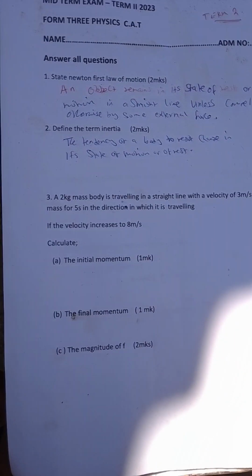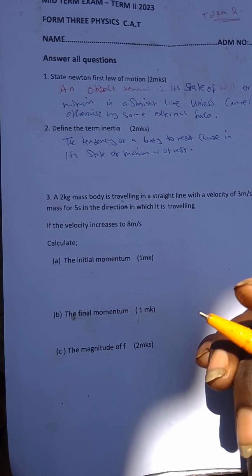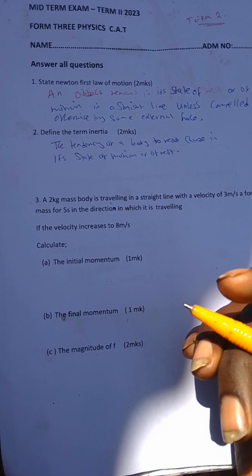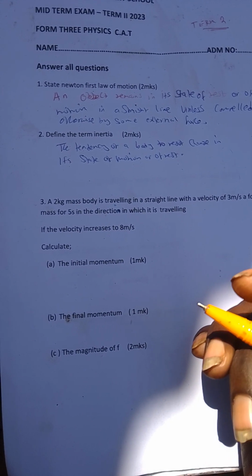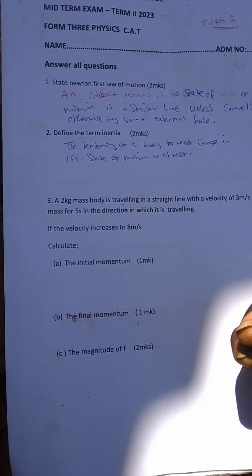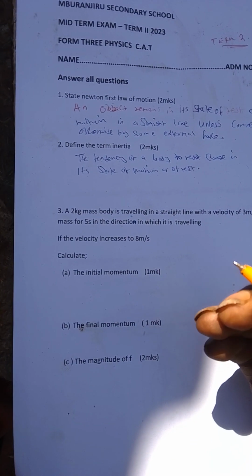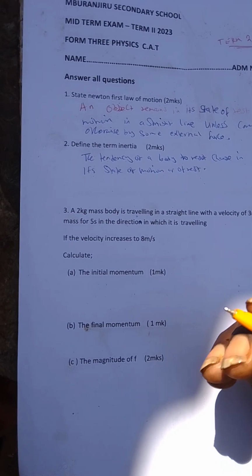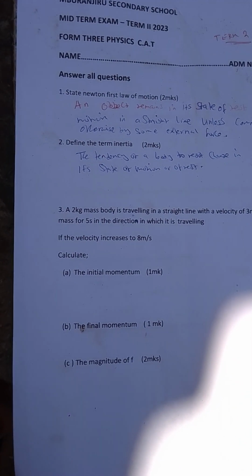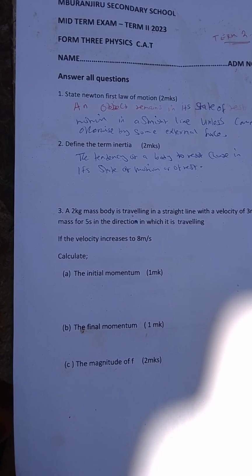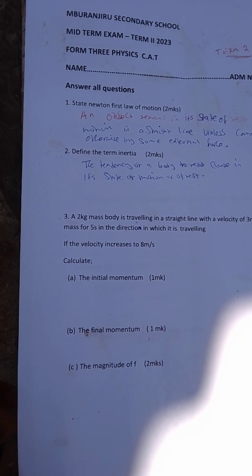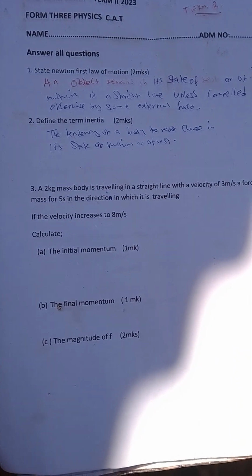So for example, when you start a vehicle, you realize that the passengers will jerk and lean backward towards the seat. That means that they are trying to resist the change in their state of motion. They want to still remain at rest, but you have started the vehicle, so you have changed the state of motion, but the body is resisting the change.